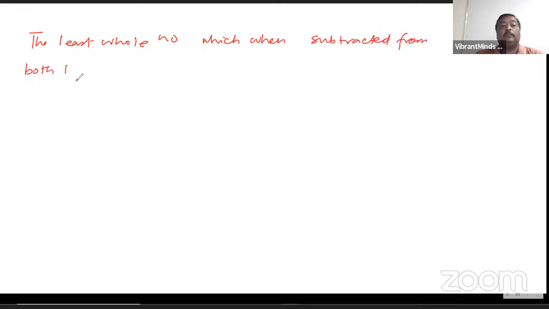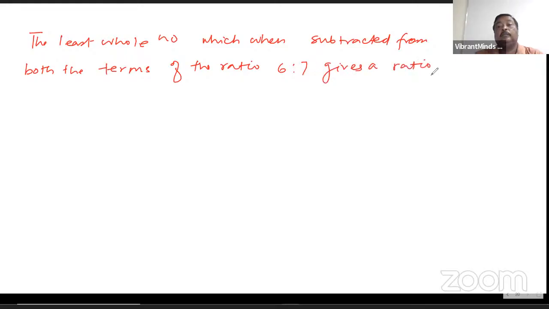And that is, the least whole number which, when subtracted from both the terms of the ratio 6:7, gives a ratio less than 16:21.